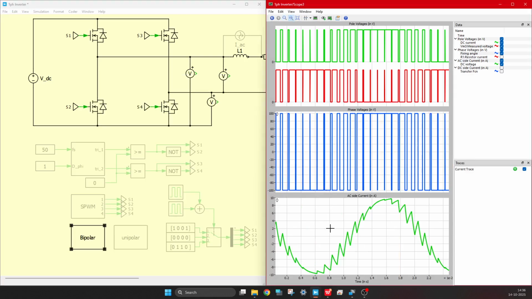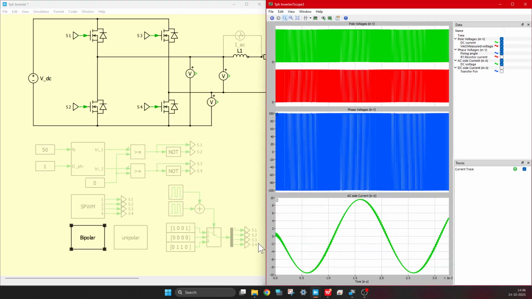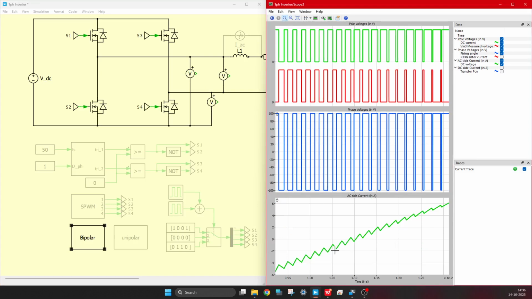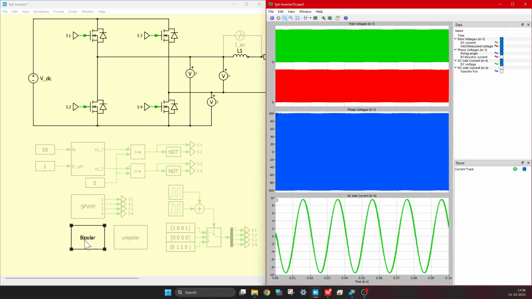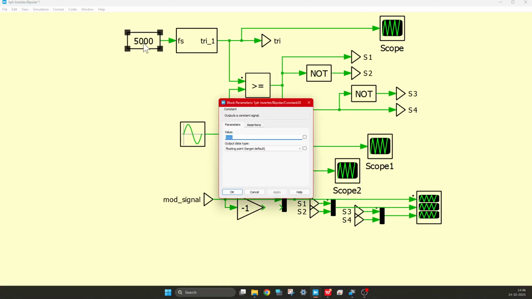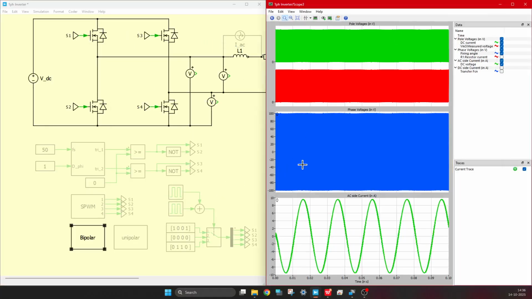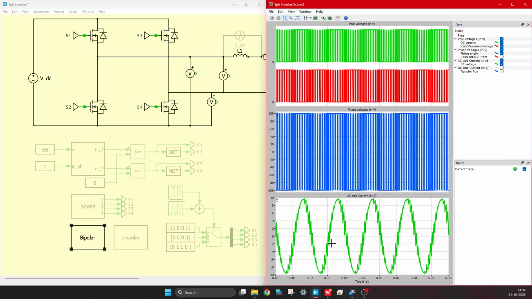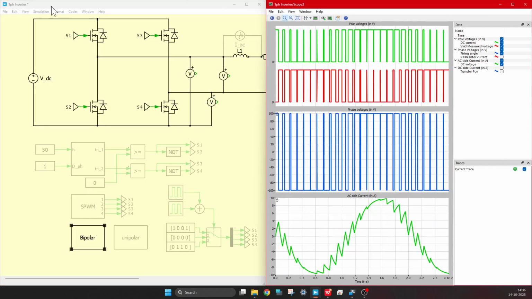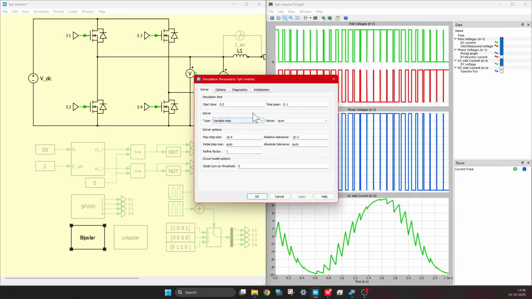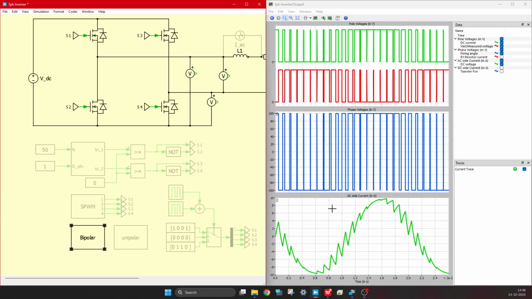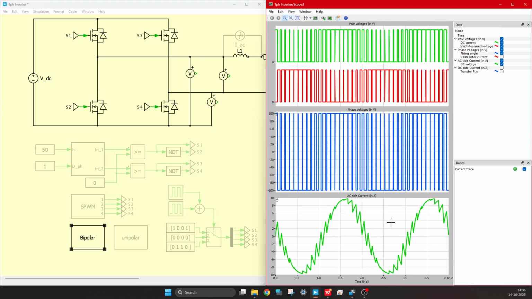If we change the switching frequency, see, it has nicely improved, right? It has nicely improved, you can see. Now let's say we keep the switching frequency the same, 1000 only, then it again becomes bad, right? Let me simulate the two cycles. See, it's not that good.